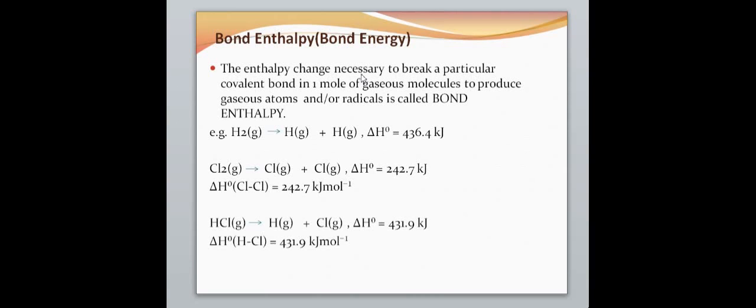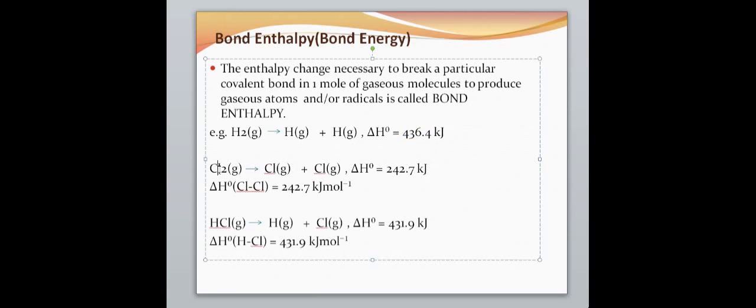Now, the enthalpy change necessary to break a particular covalent bond in 1 mole of gaseous molecules to produce gaseous atoms and or radicals is called bond enthalpy. For example, hydrogen molecule when it is broken into its atoms, that is H plus H, this is the bond enthalpy, that is 436.4 kilojoules.